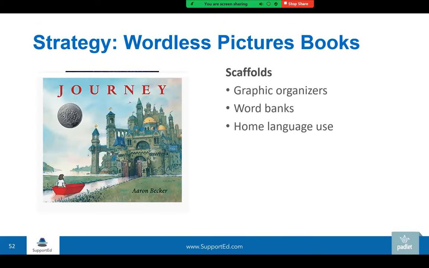Another strategy is using wordless picture books. That way, students are very similar to the I see, I think, I wonder. As students are reading wordless picture books, they can use a graphic organizer and have conversations and use their home language to talk about what's happening in the text and develop language without being laden with the complexity of the text and the linguistics in English.